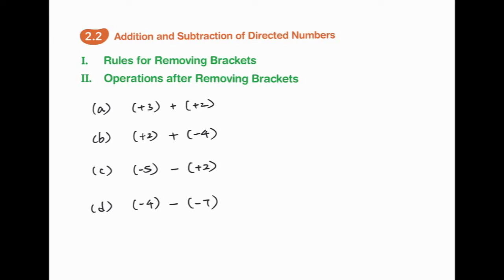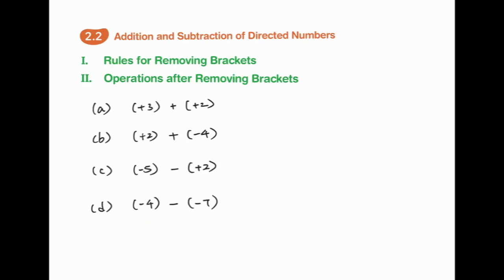We are going to talk about addition and subtraction of directed numbers. Let's go through the following examples. Positive 3 plus positive 2, positive 2 plus negative 4, negative 5 minus positive 2, and negative 4 minus negative 7. How to deal with these questions?